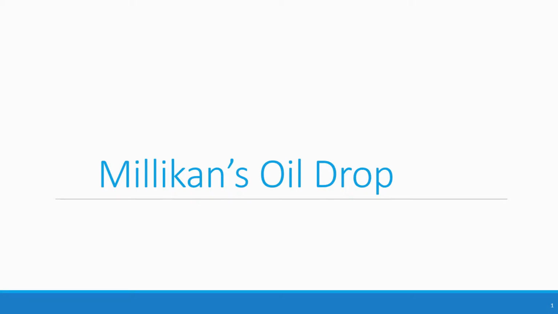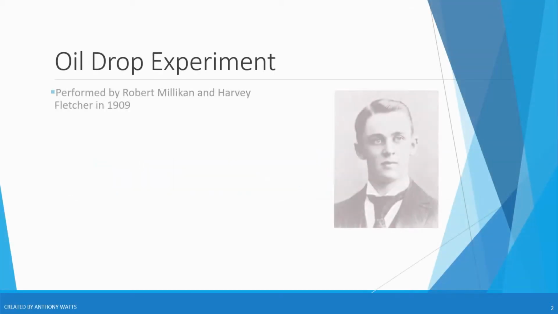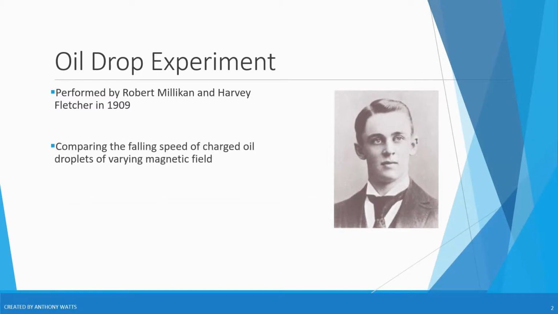This video will be discussing the Millikan Oil Drop experiment. The oil drop experiment was first performed by Robert Millikan in 1909. The experiment is based on electrically charged oil droplets moving in an electric field. In the original experiment, the droplets were ionized using an X-ray beam. Then, by adjusting the electric field and measuring the velocity of the droplets, the charge could be derived.